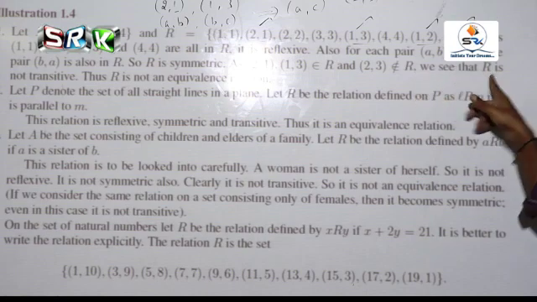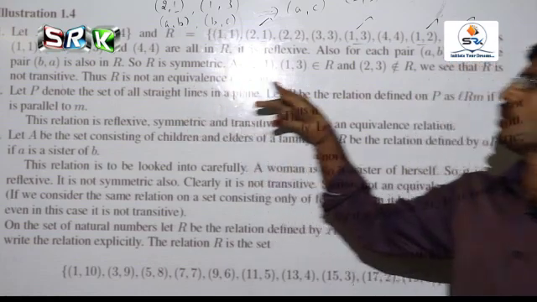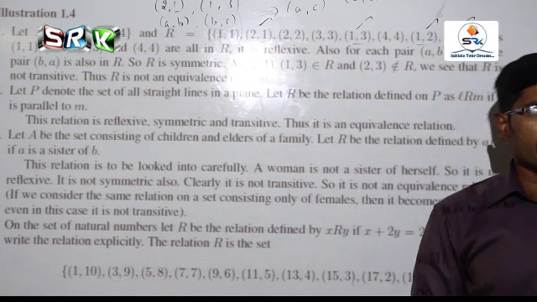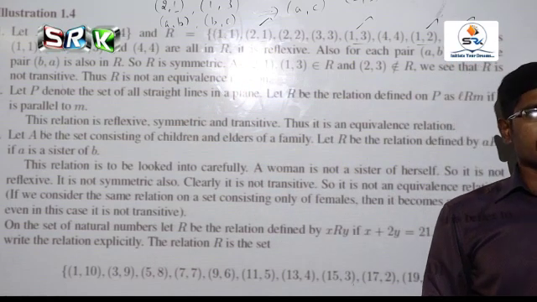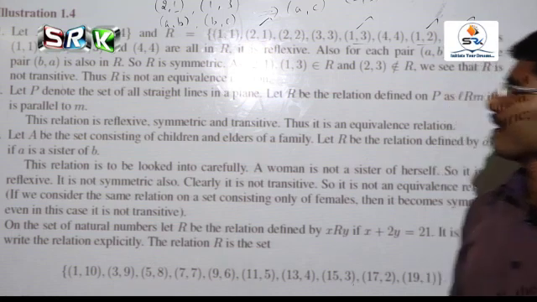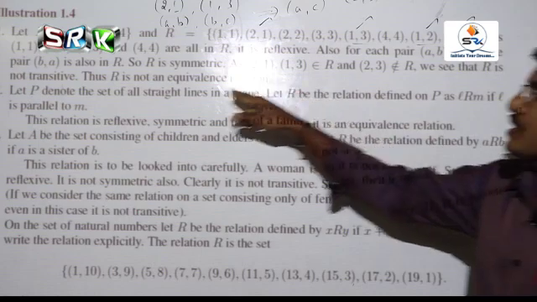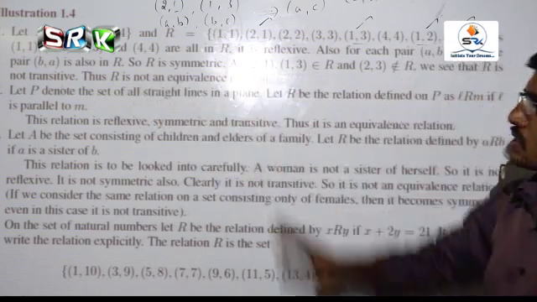We see that R is not transitive. Thus R is not an equivalence relation. Only two conditions are satisfied for this type of relation: symmetric and reflexive, but it is not transitive. Therefore, we can say that it is not an equivalence relation.